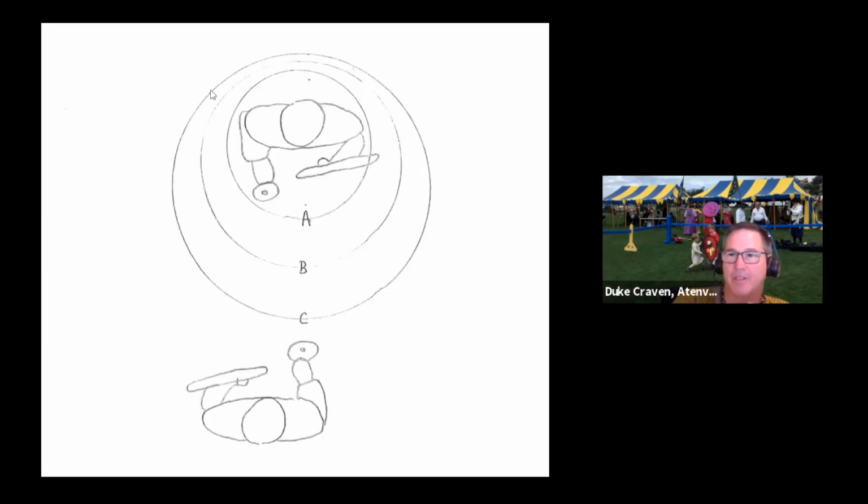And so we divided the range up into 3 places. We got A, B, and C. I don't know why we did A as the closest and C as the farthest, but we did what we did. So A is close range, B is middle range, C is outside range.